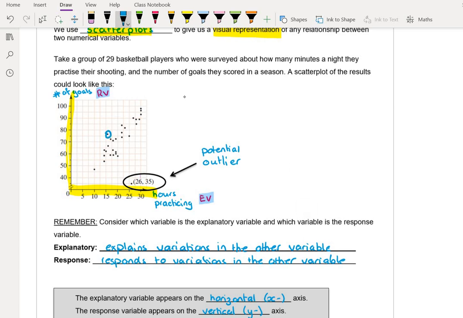This scatter plot, for example, has a lot of data. As you can see, there are many dots, and it gives us a visual representation of the association between the two by forming a sort of pattern on the graph. The ones that don't go with the rest of the graph, such as this one here, could be a potential outlier.